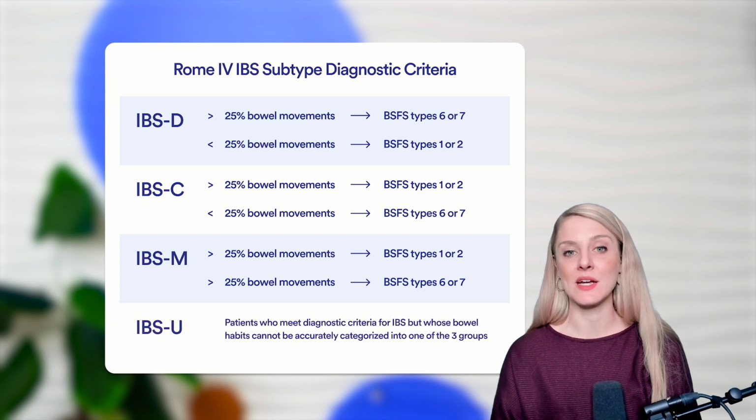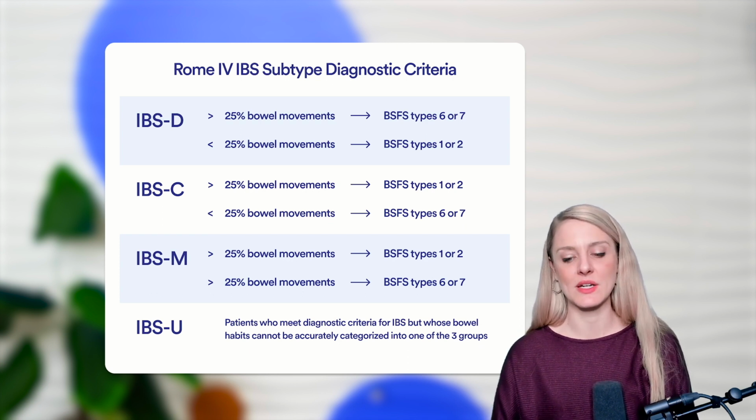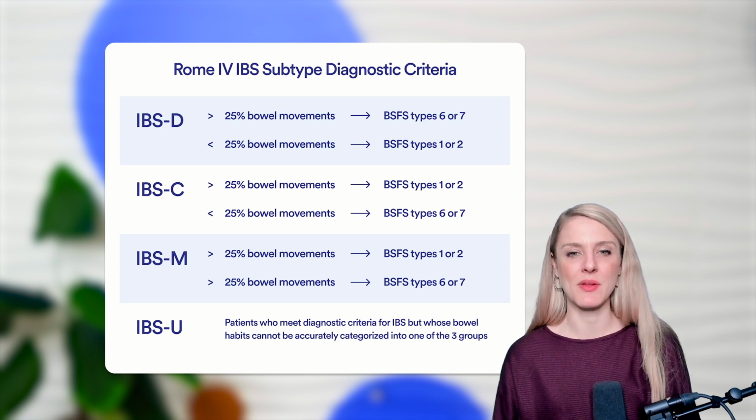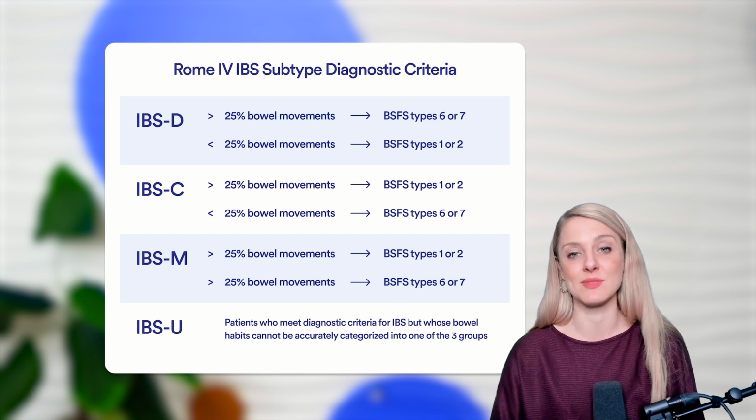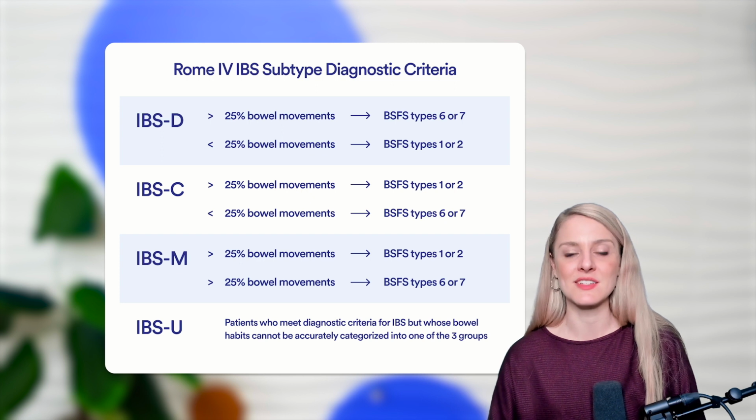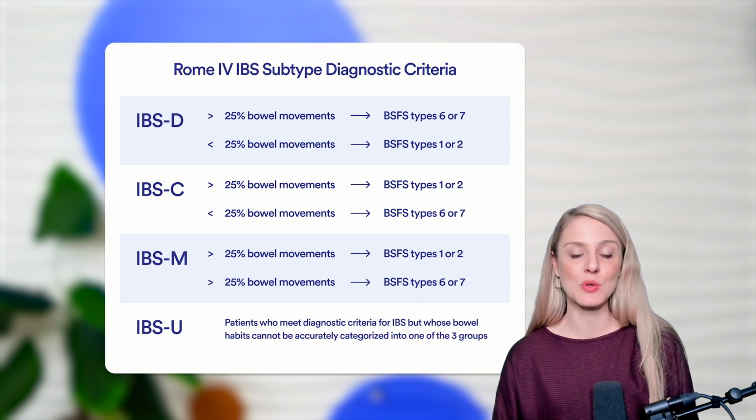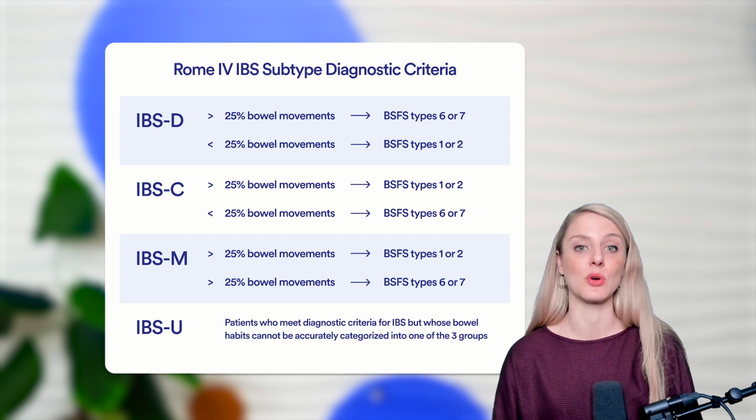Now, for people with IBS-U, this one's a little bit trickier to describe as far as subtyping goes because these folks meet the base IBS symptom criteria, but their stool patterns cannot be accurately ascribed to one of the other subtypes. So they kind of have their own subtype. But one of the alternative things that can be used to diagnose someone with IBS-U would be that they meet those core diagnostic criteria, but they also report that they rarely experience abnormal bowel movements like diarrhea or constipation.